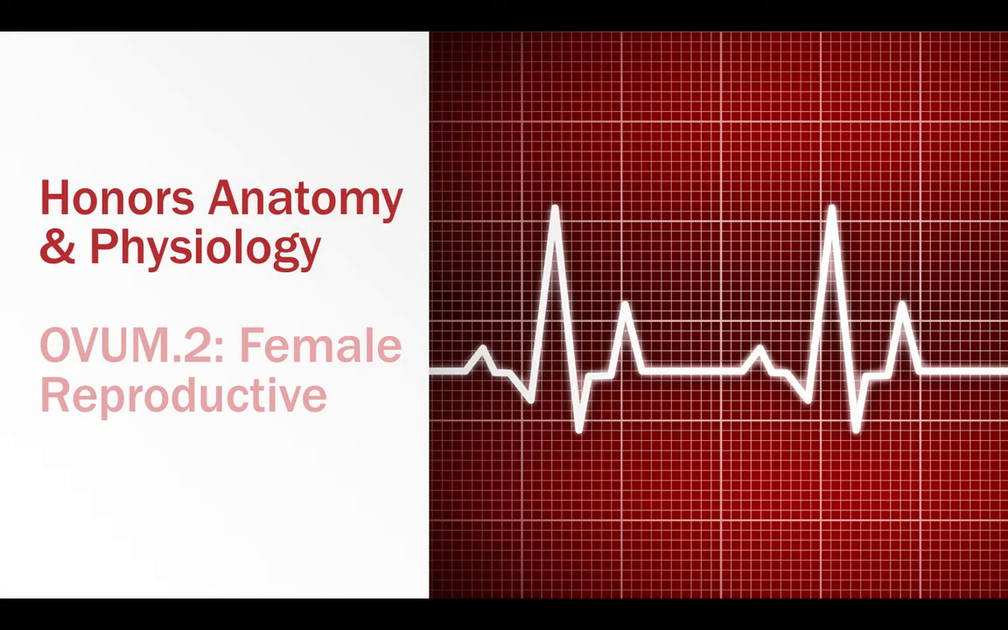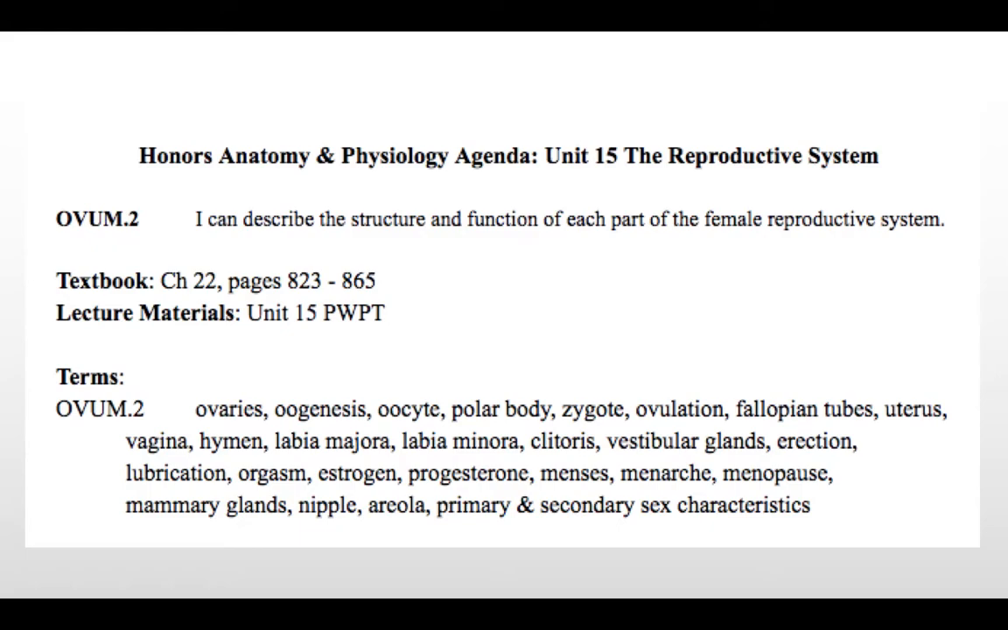Here in the second standard of the reproductive system, we're going to talk about female anatomy in and out, as well as secondary sexual characteristics, hormones, and the process of ovulation. So the standard reads, I can describe the structure and function of each part of the female reproductive system.